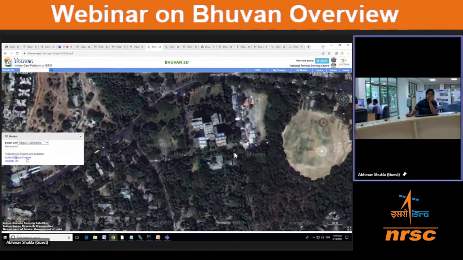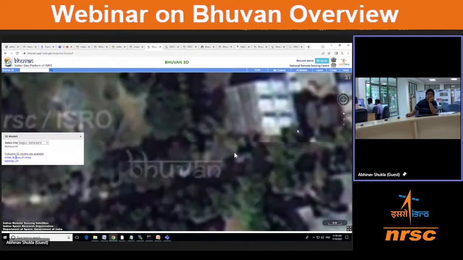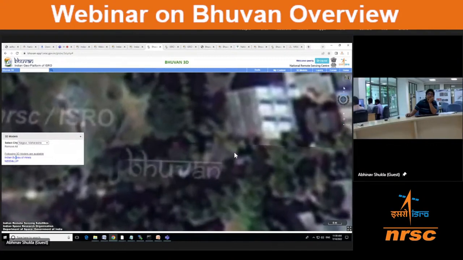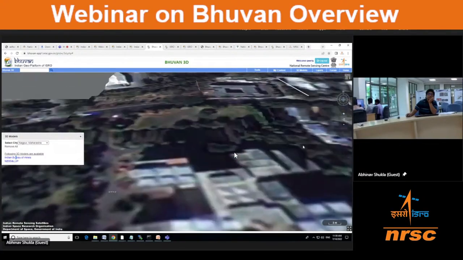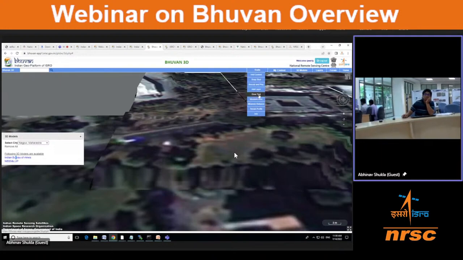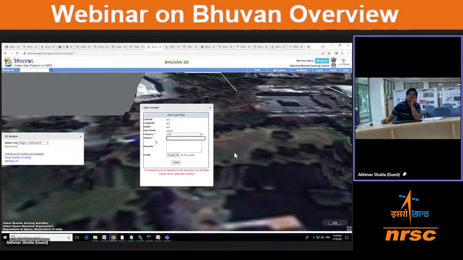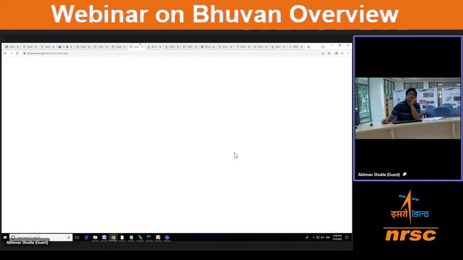Go to Indian Bureau of Mines. Okay. Here also tools are there, similar tools: draw tool, measure area, measure distance, and add content. When you add content, it is similar to how you can add point of interest data in the Bhuvan 2D.